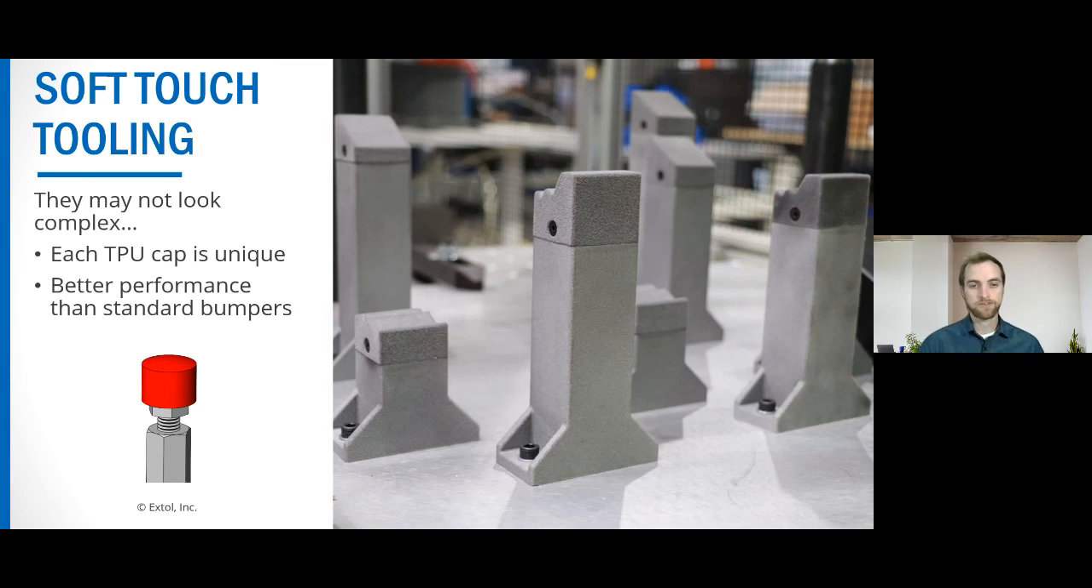When you look at this example, each TPU cap here, so there's 23, were unique. So that allows you to have a larger quantity as well as variations, and not have to reprogram or do multiple different things when you're talking the standard CNC route.